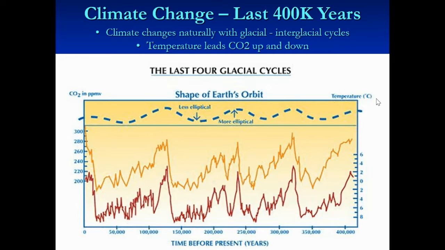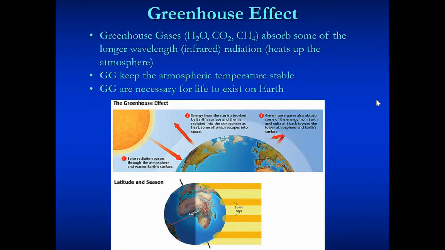Now, why is it significant that carbon dioxide is rising and falling? Well, carbon dioxide is a greenhouse gas, and greenhouse gases are gases that absorb heat and therefore warm the planet. CO2 is not the only greenhouse gas. Methane is a powerful greenhouse gas, and so too is water vapor. Greenhouse gases are necessary to keep the atmospheric temperature stable on our planet, and they're necessary for life on Earth as we know it. If we didn't have greenhouse gases, the temperature would be well below zero all the time. So this is a good thing. Greenhouse gas isn't really a bad word.